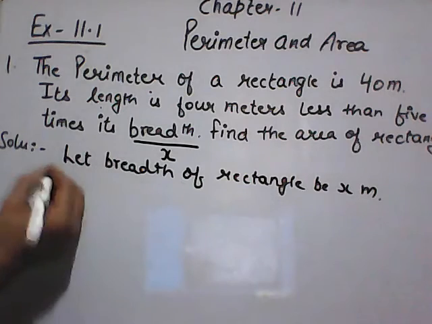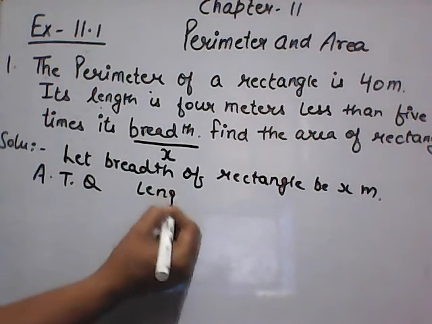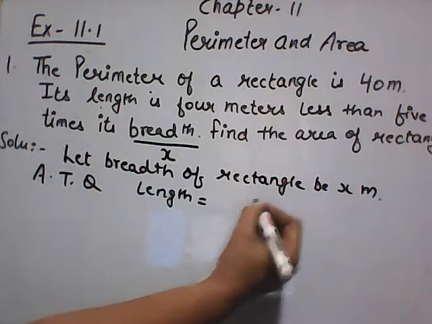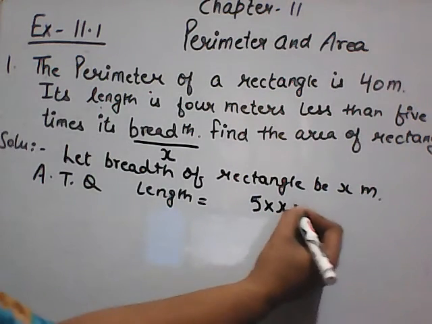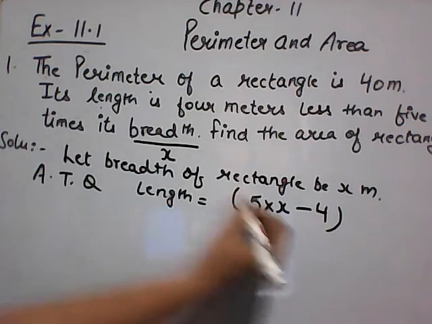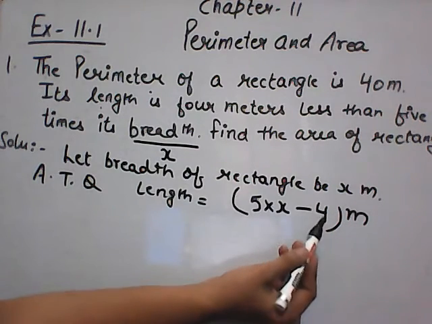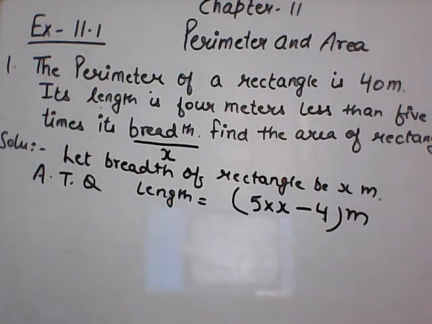Now according to the question, length will be 4 meters less than 5 times its breadth. 5 times means 5 multiplied by breadth, and 4 meters less means minus 4. That means length will be 5x minus 4 meter. In this way, length is 5x minus 4 meter.